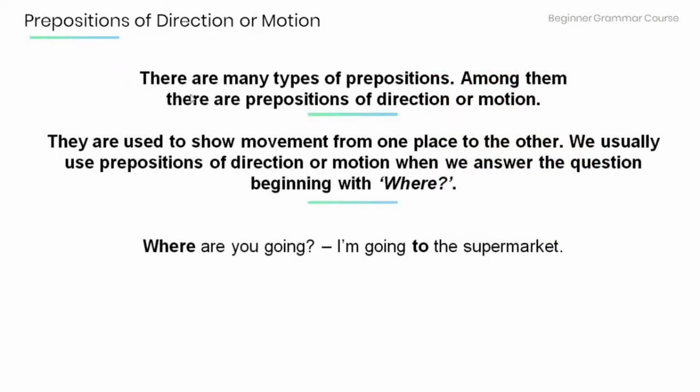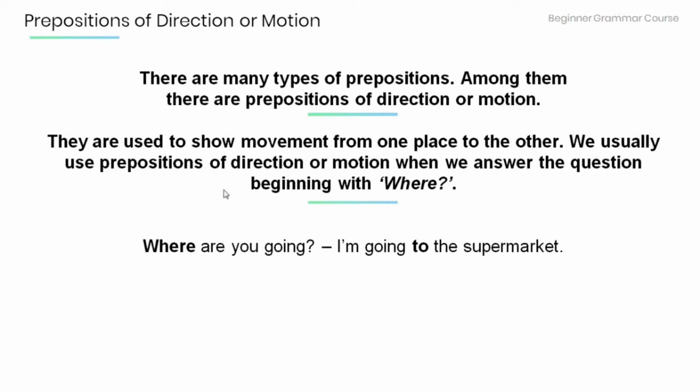Now, there are many types of prepositions. Among them are prepositions of direction or motion. Note that these prepositions are used to show movement from one place to the other. Remember that we usually use prepositions of direction or motion when we answer the question beginning with where.